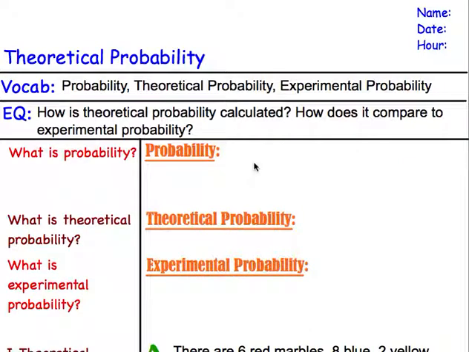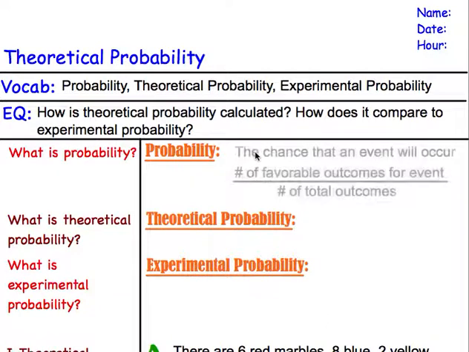Last week we talked about experimental probability, and if you recall, we're going to define some terms we haven't gotten to quite yet. Our first one is probability, which remember is the chance that an event is going to occur, the ratio of the number of favorable outcomes for an event to the number of total outcomes, which we can write as a fraction, a decimal, and a percent.